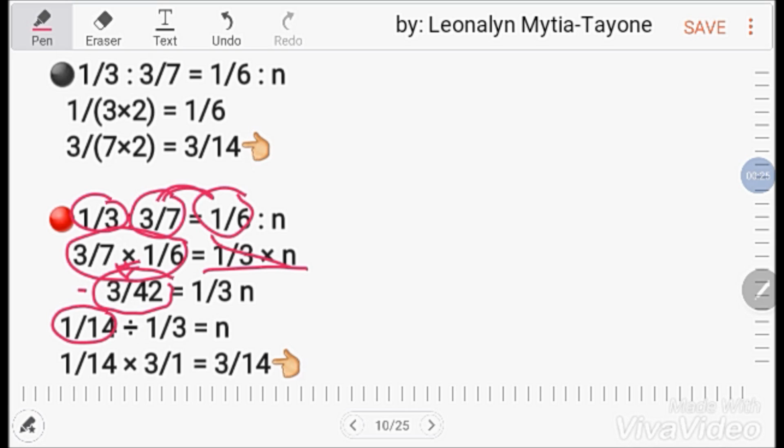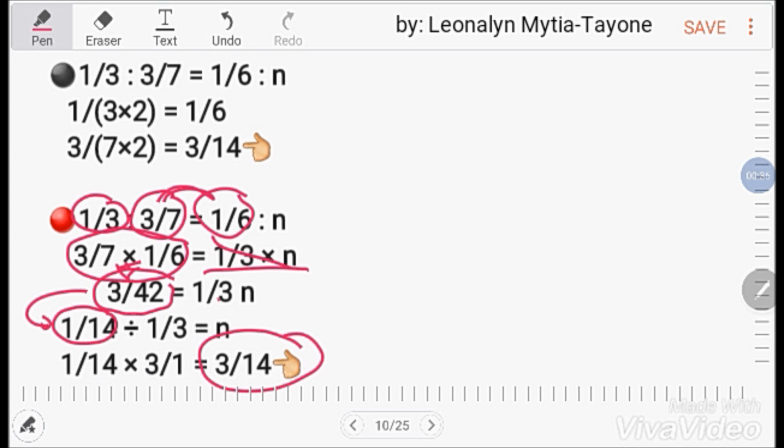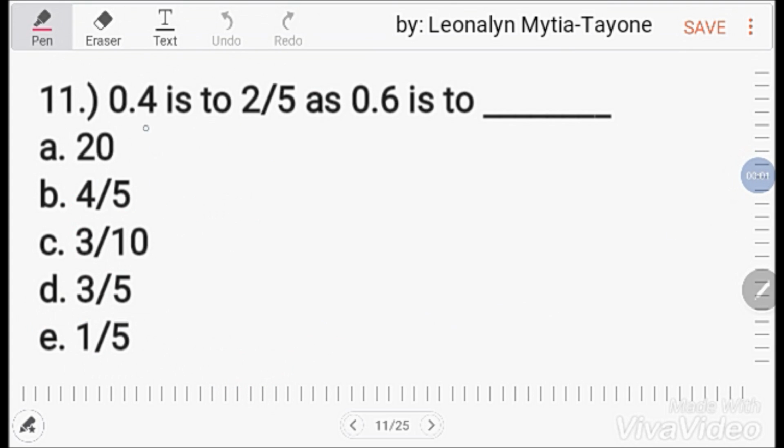Ni-list lang natin siya. So, 1 over 14 divided by 1/3, ito na yon. 1 times 3 at saka yung denominator niya, 14. So, tama yung sagot natin na 3 over 14. Number 11. 0.4 is to 2/5.